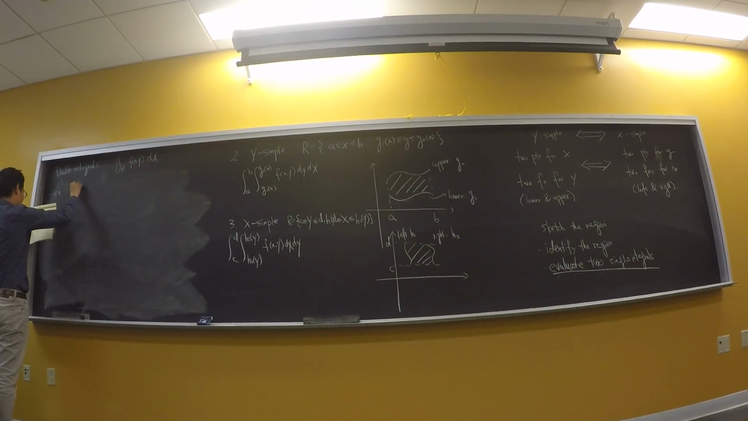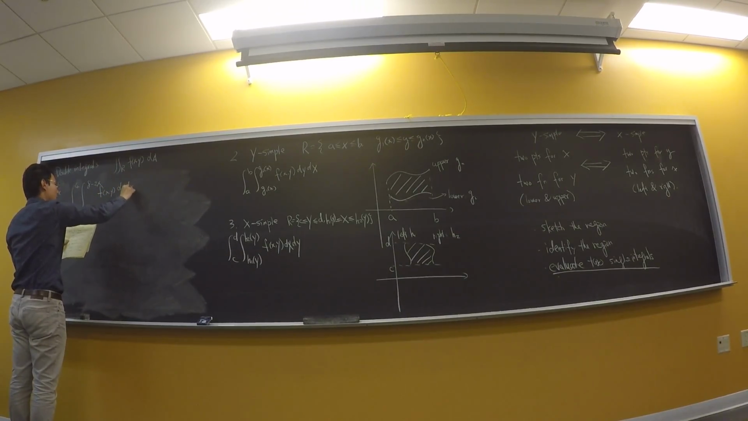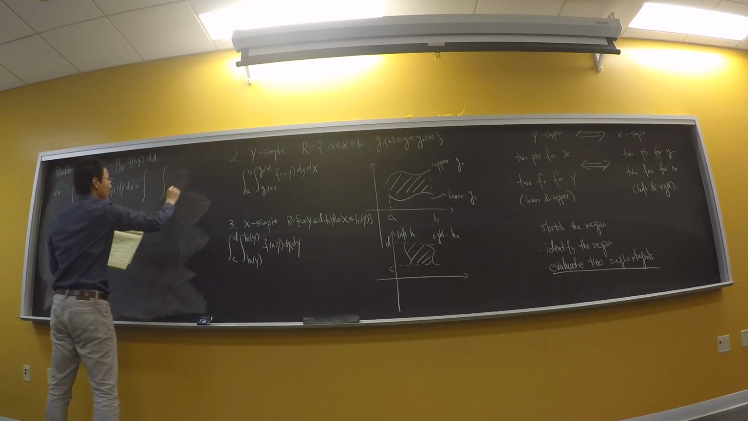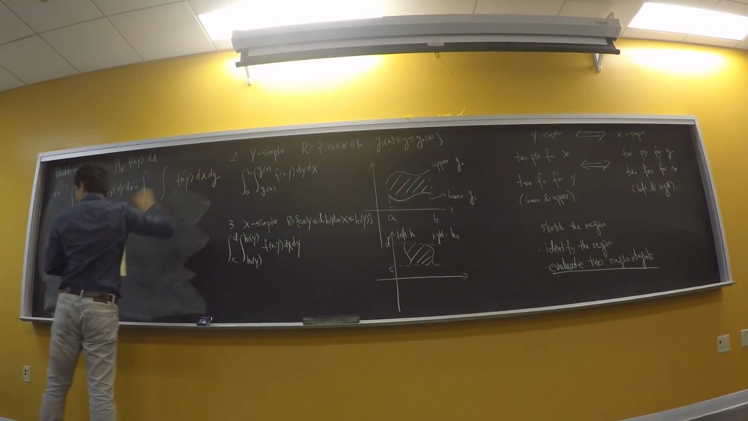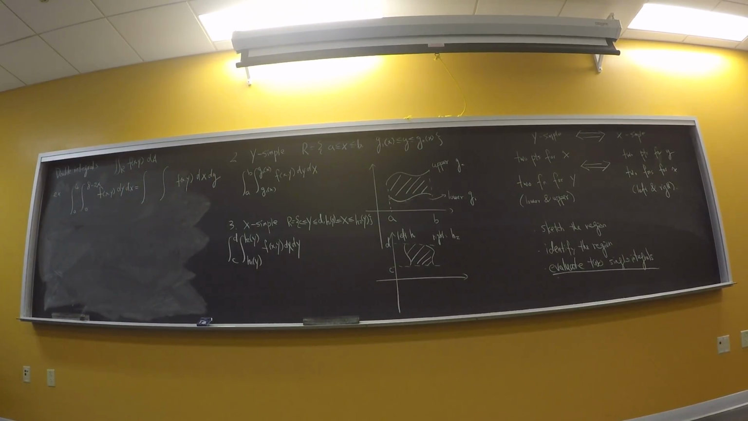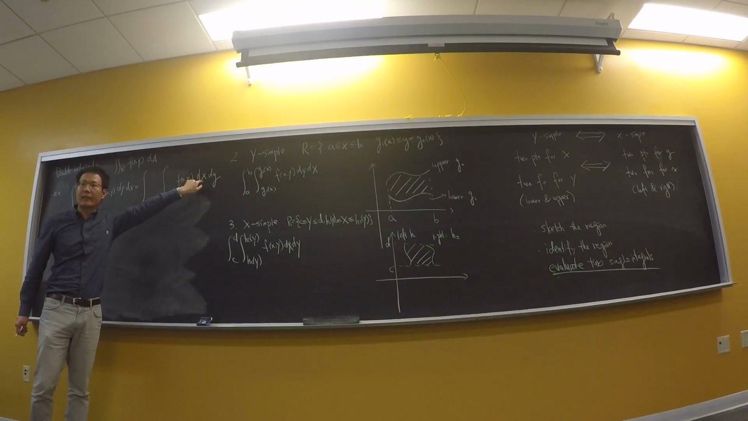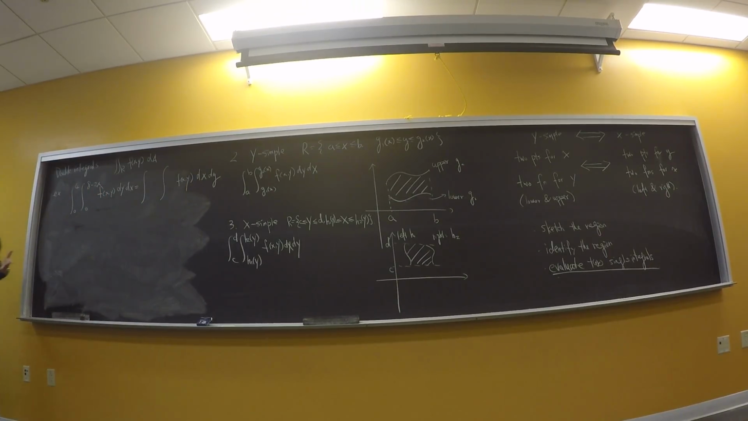So I have the integral from 0 to 4, 0 to 8 minus 2x, f(x,y) dy dx. I want to write it as 2 single variable integrals right here, but with a different order. So this is the same region, first identified as a y-simple region. I want to write it as an x-simple region. So the first step is to identify the region.